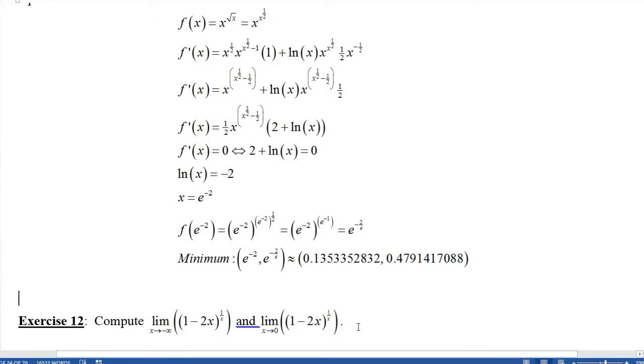See if you can do this one. Actually, this is two problems here. One function, we want to compute two different limits. We have 1 minus 2x to the power 1 over x. We want to find the limit as x goes to -infinity. And then we also want to find the limit as x goes to 0. Notice it's undefined at both of those places.